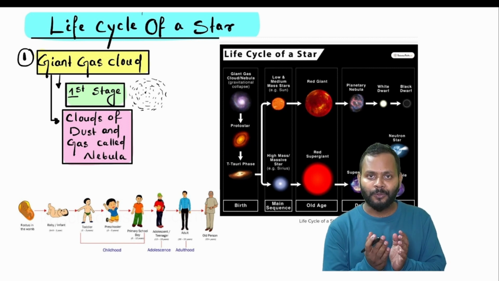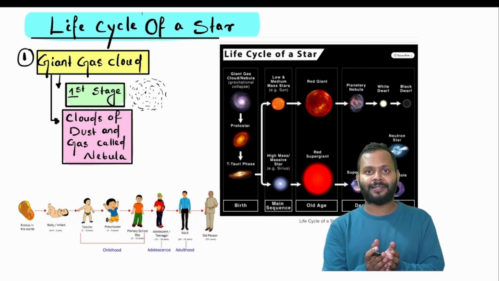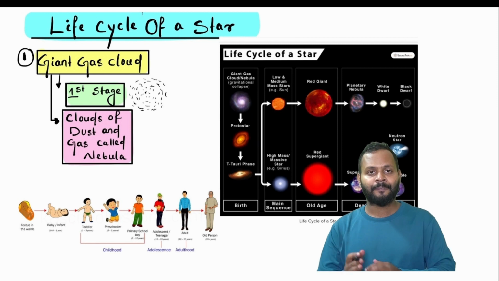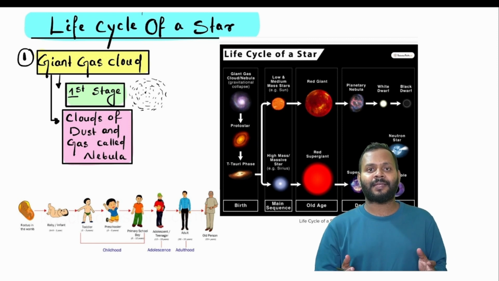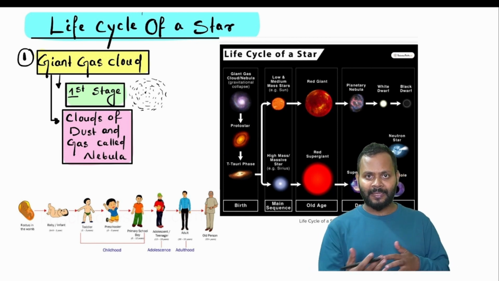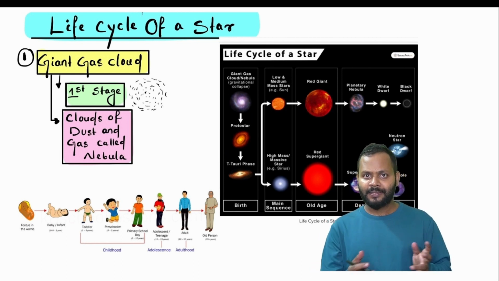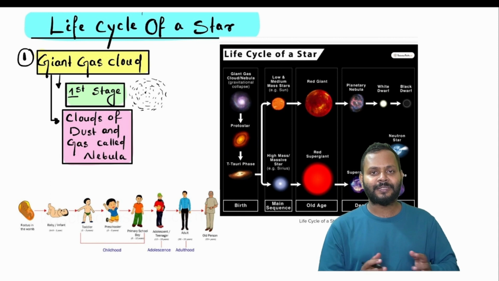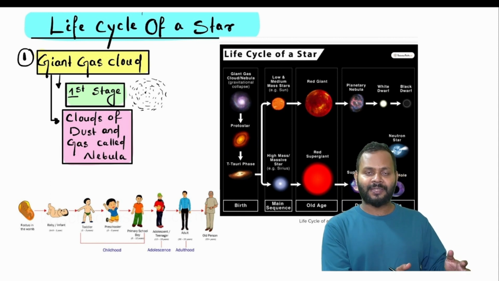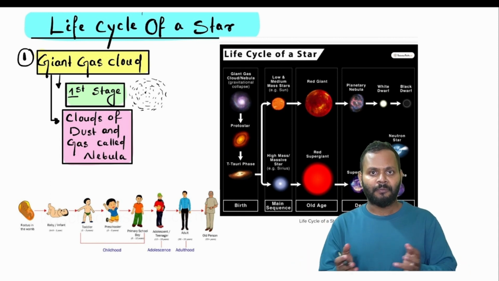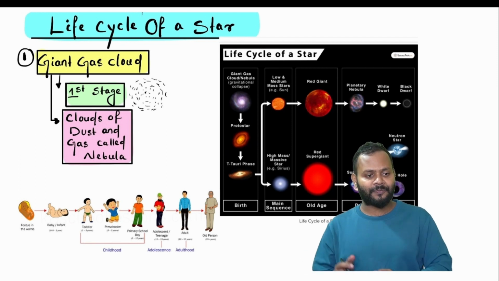You can compare the life cycle of the star to the human life cycle, right? The way the human life cycle happens, every time there is birth, death, birth, death. It is a cycle, right? In the same way, there is a birth of a star and there is a death of a star.